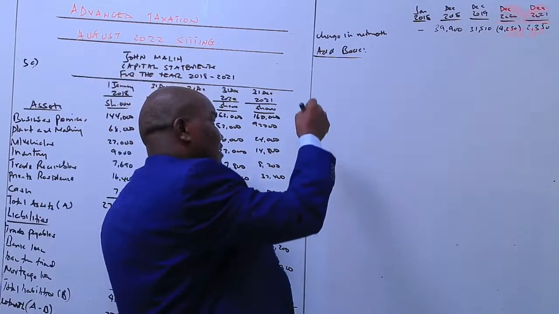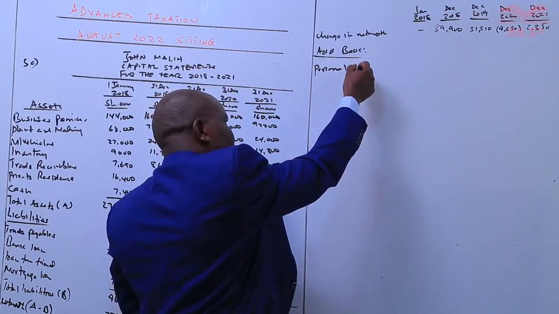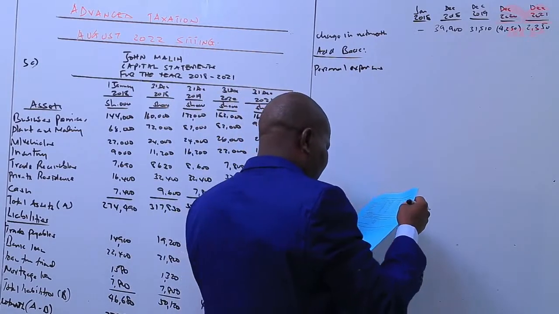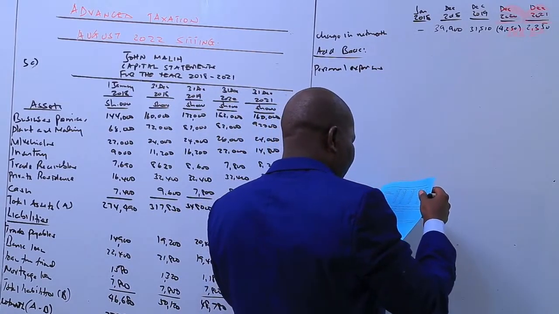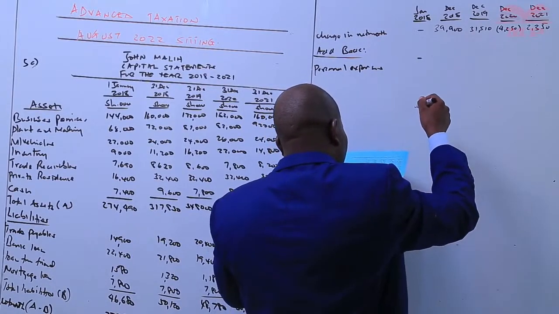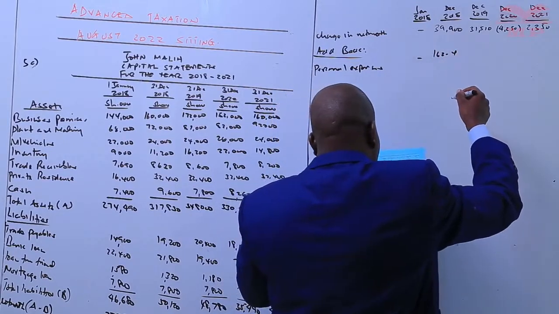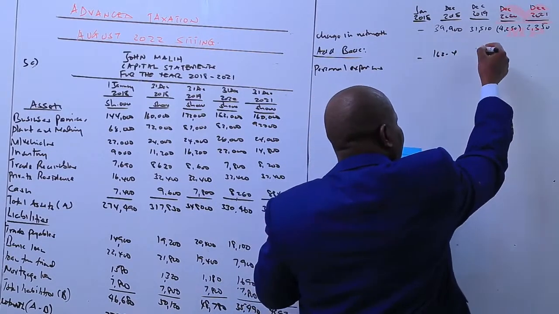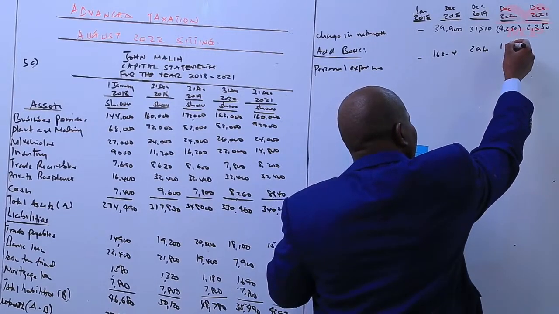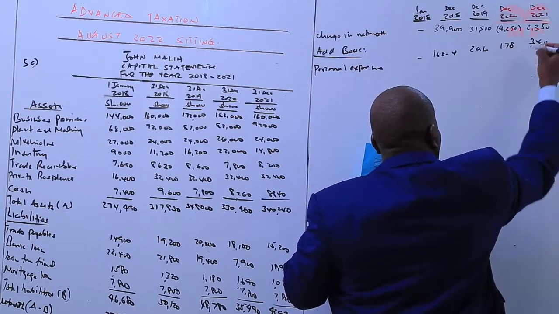So we write here, add back 1, personal expenses. For 2018 is 162,400. Remember, we are carrying 3 zeros here, so this will be 162.4. 2019, 296,000. 2020, 178, and 2021, 340.